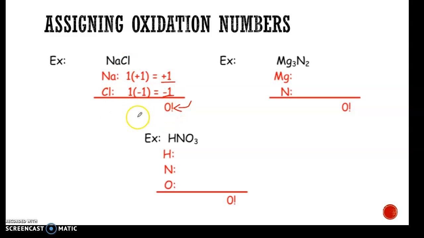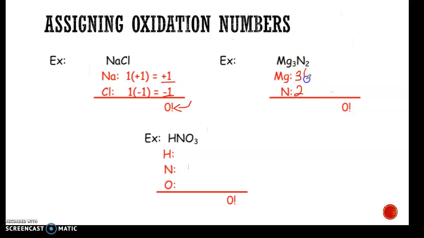So how do we figure this out? How do we go about this? Very easily. So first thing you need to do is you need to tell me how much of each element we have. Coefficients don't matter, but subscripts do. So magnesium over here has a subscript of 3, so it means I have 3 magnesiums. Nitrogen has a subscript of 2, meaning I have 2 nitrogens.